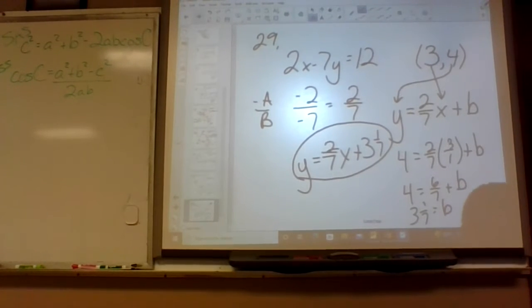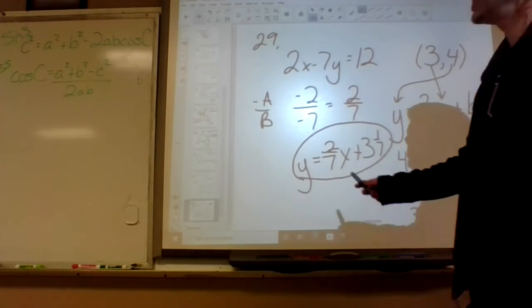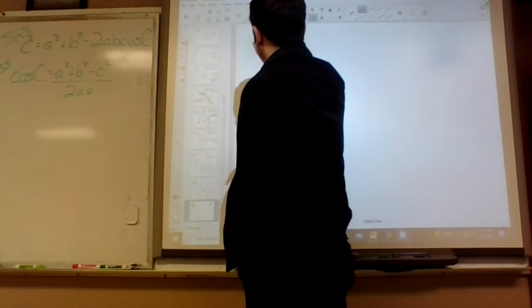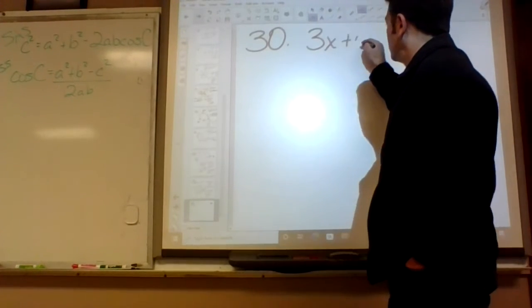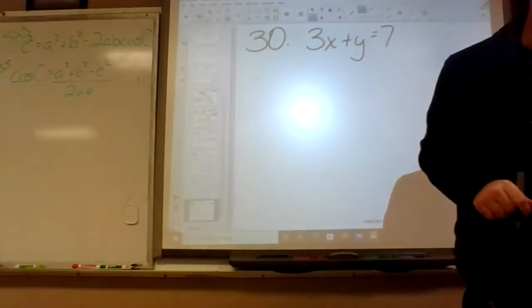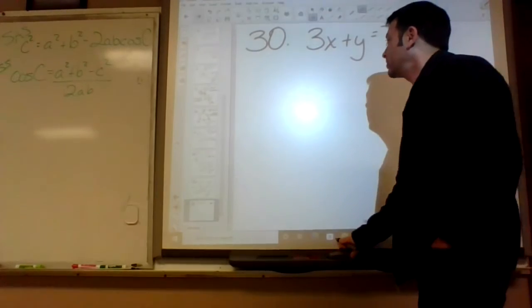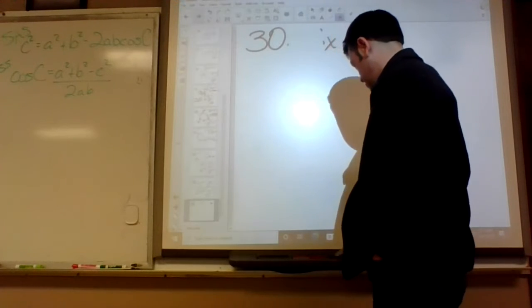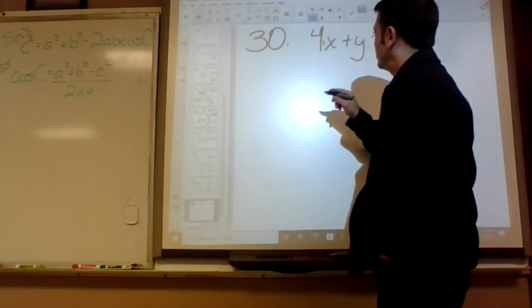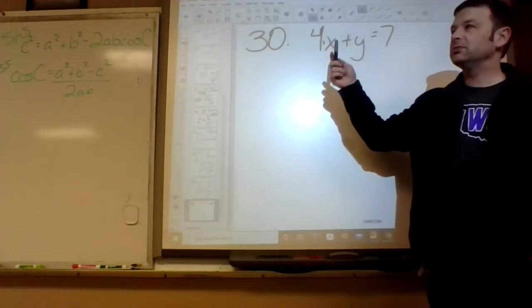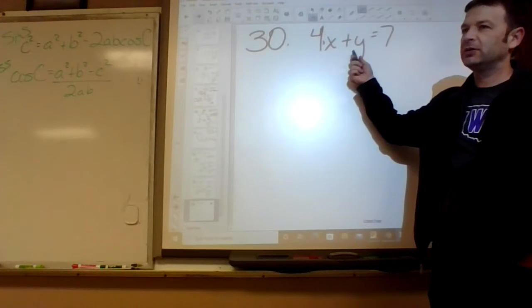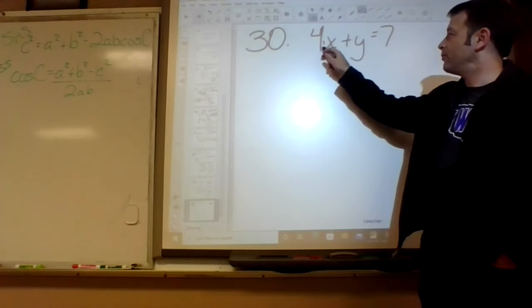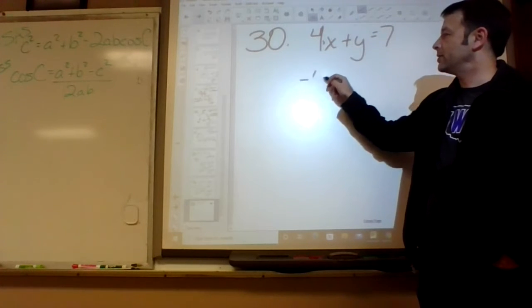On number 30, I know that's an even, but it says perpendicular to 4x plus y equals 7. Remember what we knew about perpendicular slopes? Yes, we should. Right, so what's this? Did I write that right? No, 4x plus y. What's the slope of this line? It's negative 4 over 1, right?